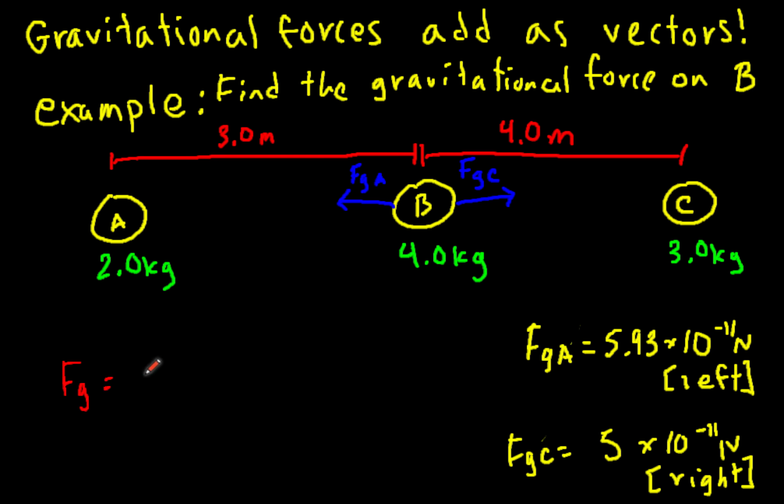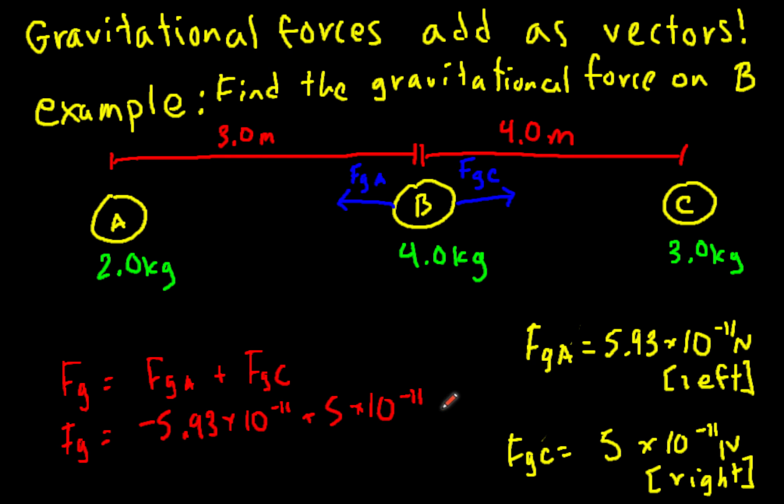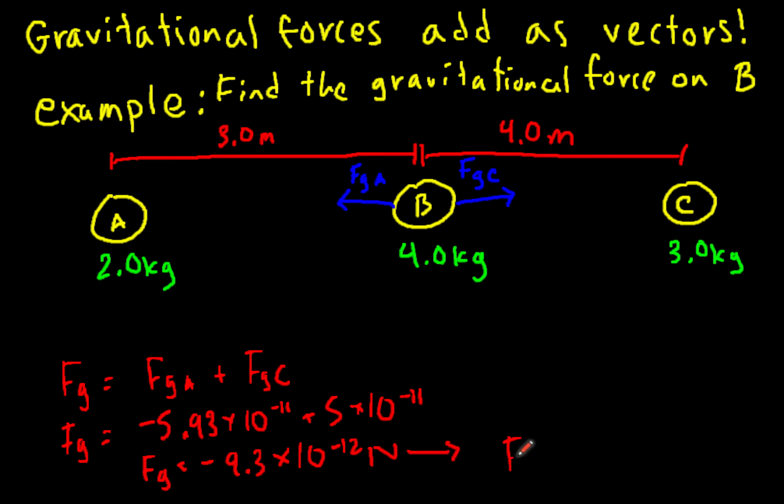The total force of gravity on B is going to be FGA plus FGC, but remember that these are vectors. Since A is to the left, it's negative. Negative 5.93 times 10 to the negative 11 plus 5 times 10 to the minus 11 gets us an FG equal to negative 9.3 times 10 to the negative 12 newtons. Writing this in correct form, we get FG equals 9.3 times 10 to the negative 12 newtons to the left.